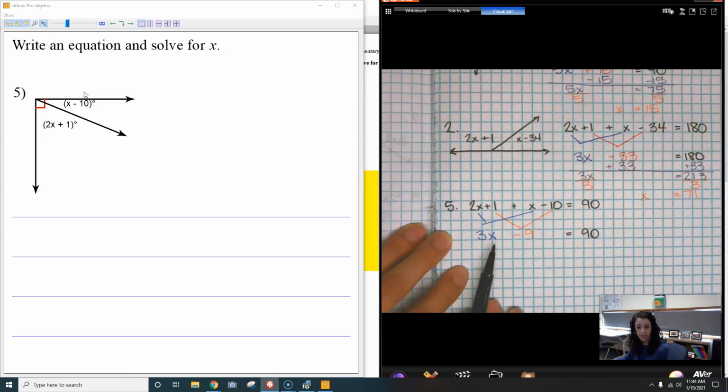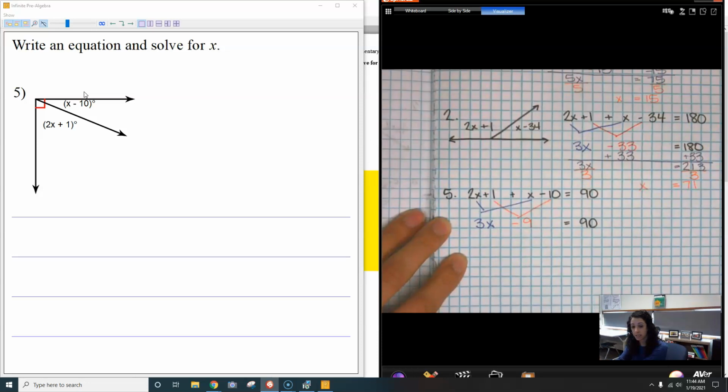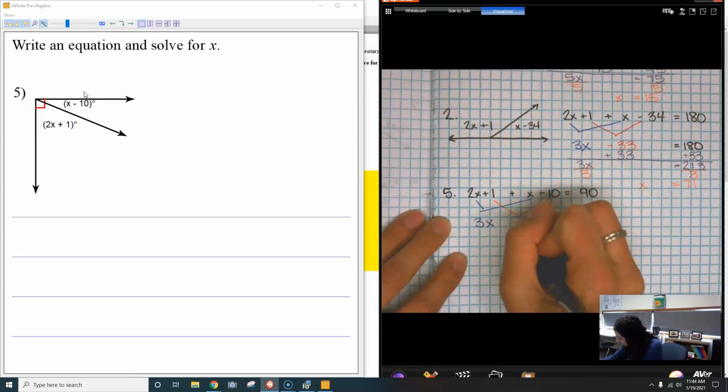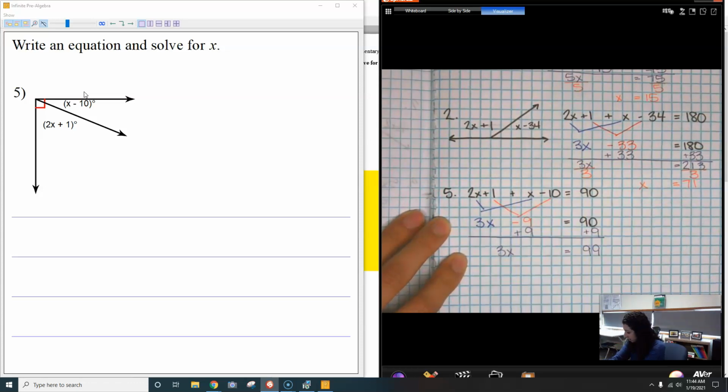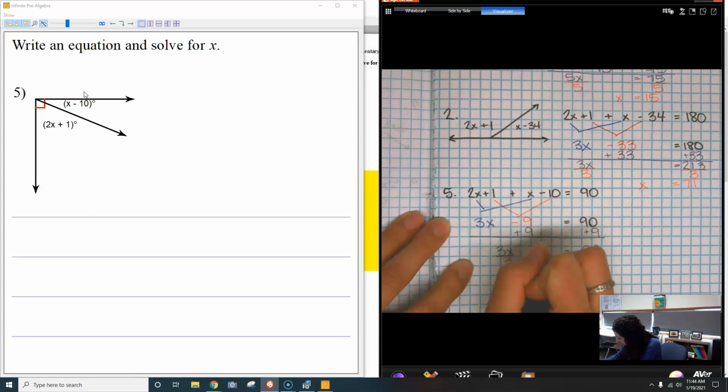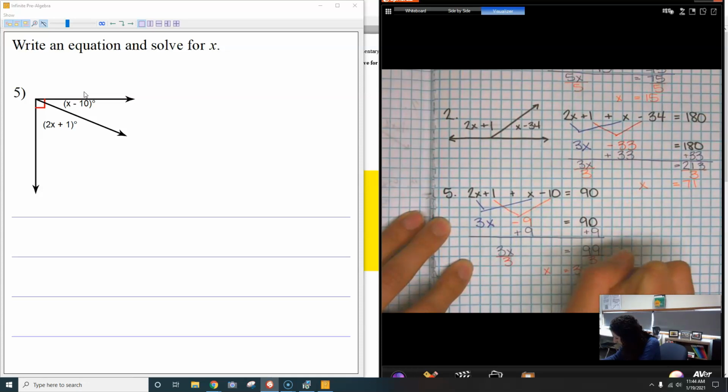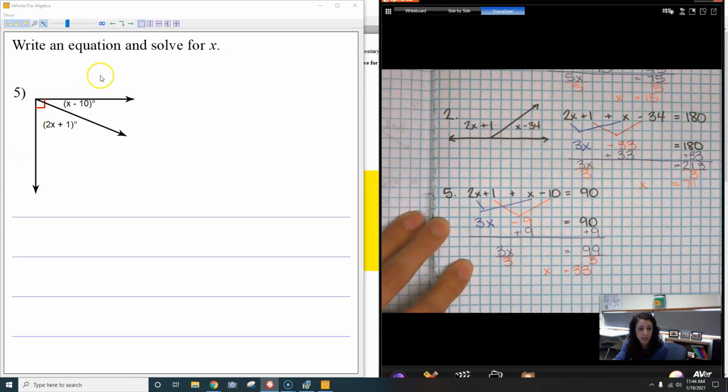All right, so I want to get the 3x by itself. I need to get rid of this minus 9. To get rid of a minus 9, the opposite is to add 9 to both sides. Again, when I say sides, I mean sides of the equal sign. And I get 3x equals 99. Then I'm going to divide by 3, and I get x equals 33. Again, that's the value of x. It's not how many degrees each of these angles are. We're going to talk about that later.